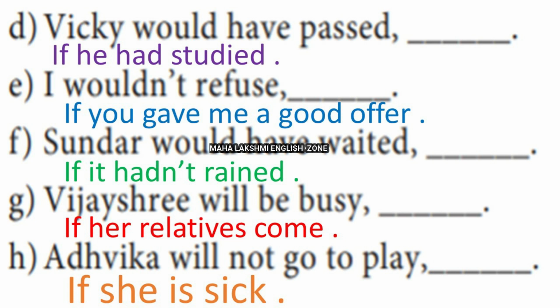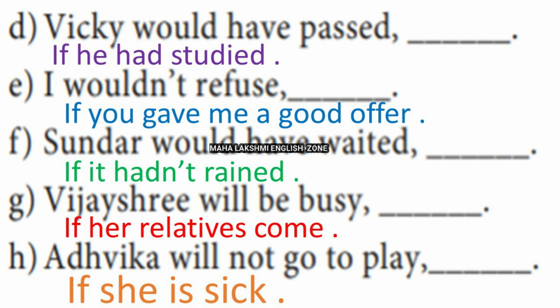Sundar would have waited. Again, here we have would have. So our if clause will take the past participle form. So if it hadn't rained, it takes the past perfect form, had plus rained. Then Vijayashri will be busy. Here our verb is will be. So if we see will be, automatically our if clause will contain the present tense. So if her relations come is the verb here and it is in present tense.